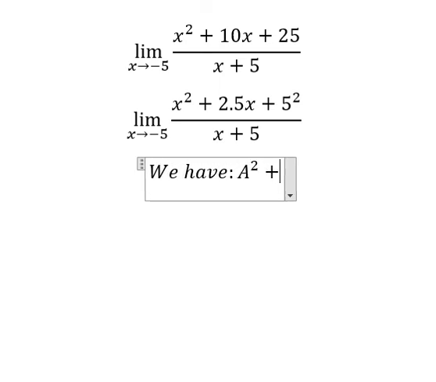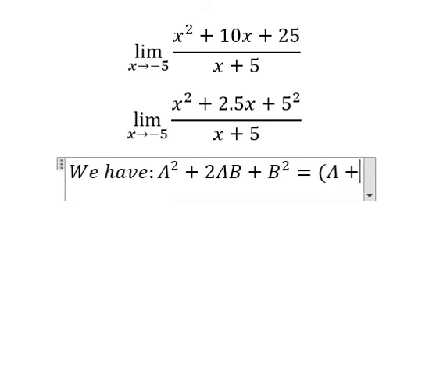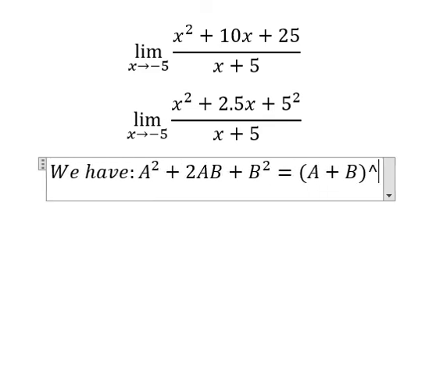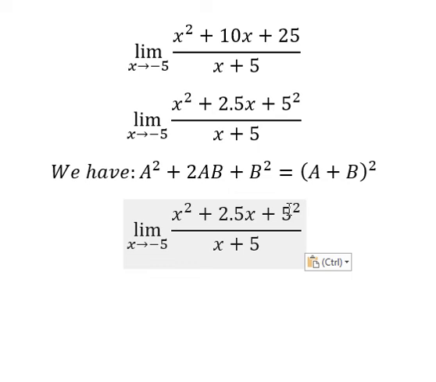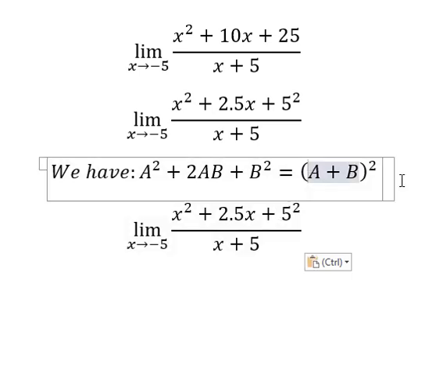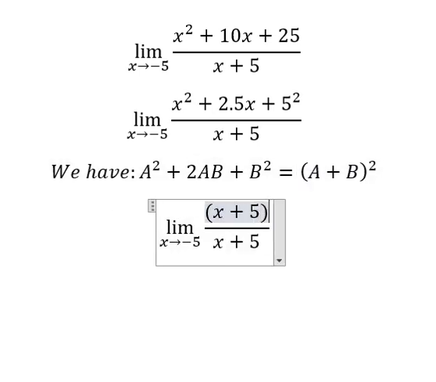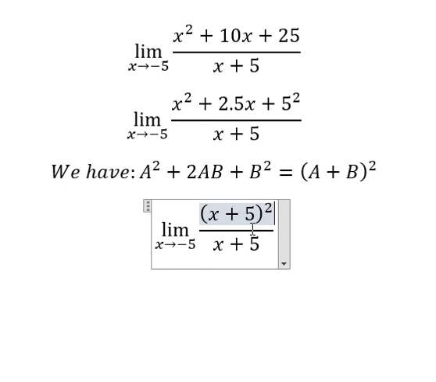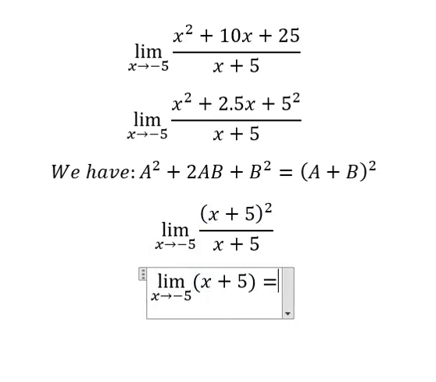a square plus 2ab plus b square equals (a plus b) to the power of 2. Now, we need to transform this one into this one. And now we need to simplify. So I will put negative number 5 going here.